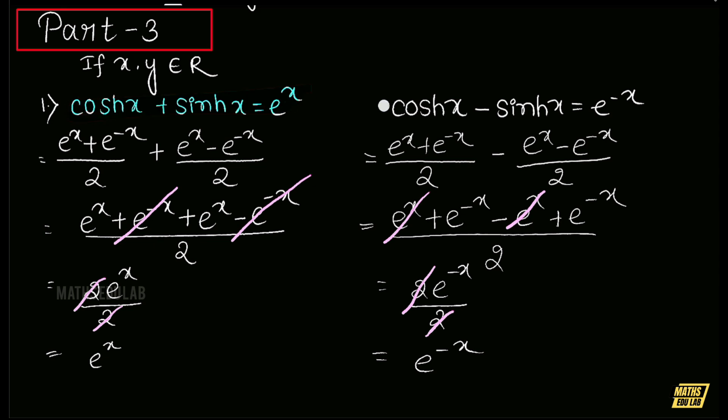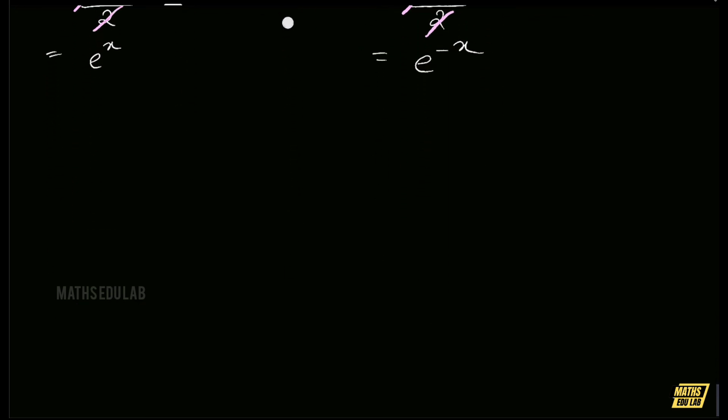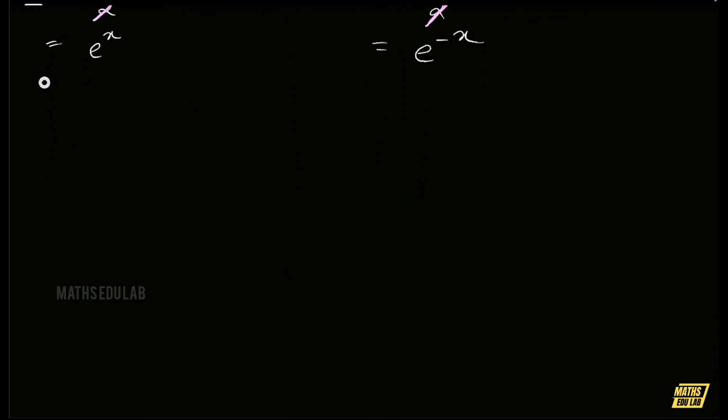The next one we will learn and we will prove that identity also. So let's go for the next one. So the second one is cosh square x minus sinh square x, which is equal to 1.